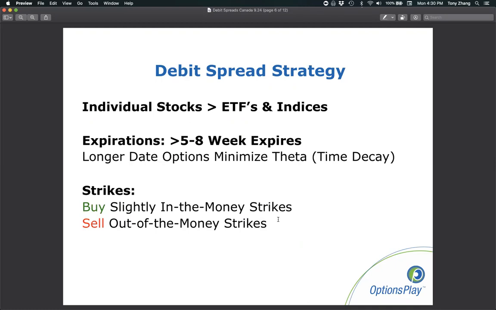They're generally used for individual stocks. You want to make sure you use at least 1 month expirations, if not further out. And then with the strikes, you want to always buy the in the money strikes and sell out of the money strikes.